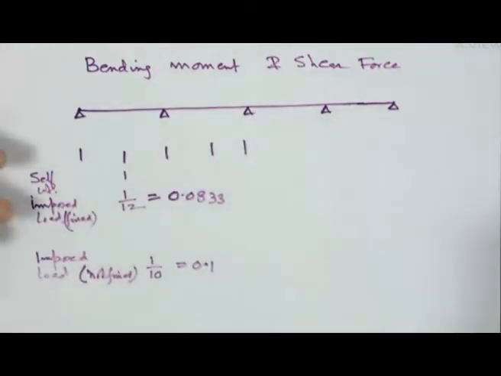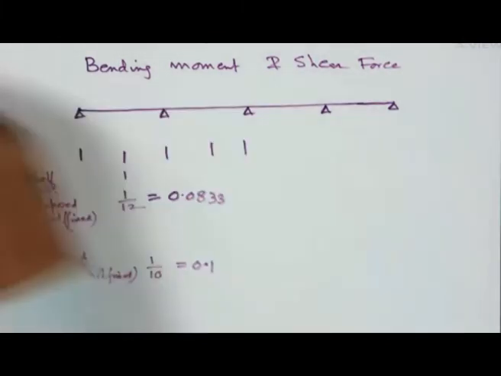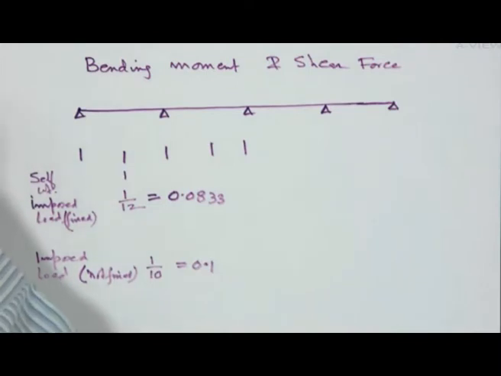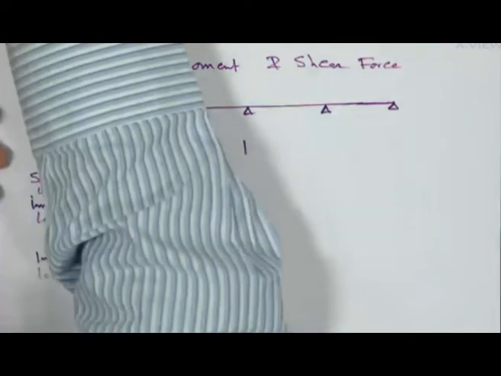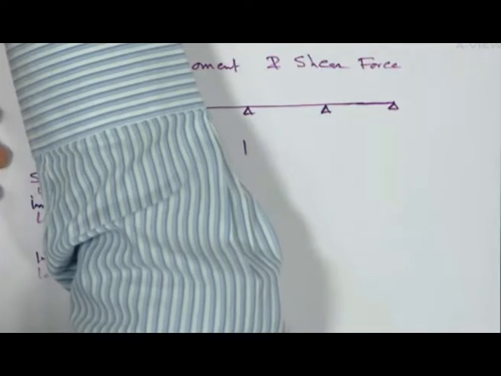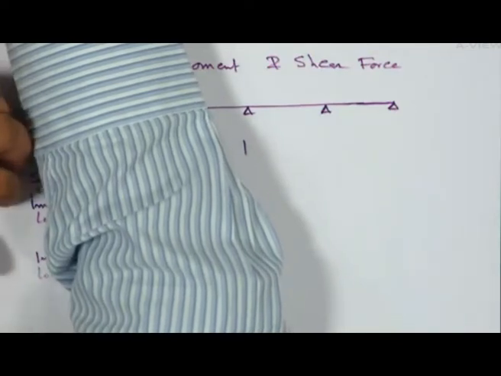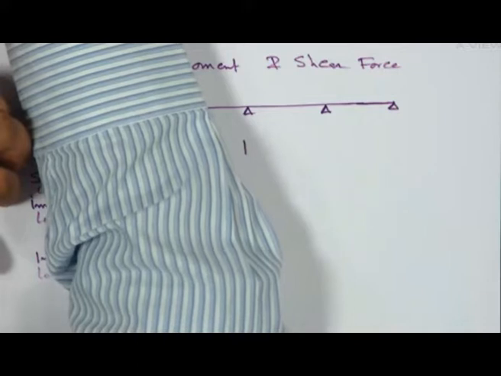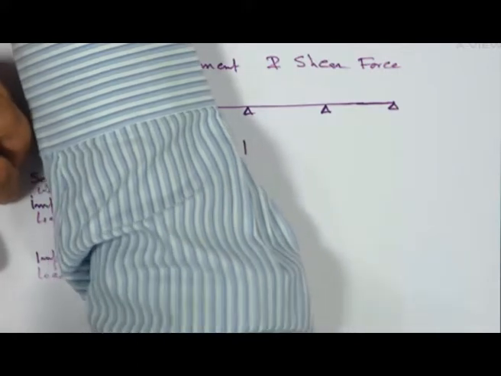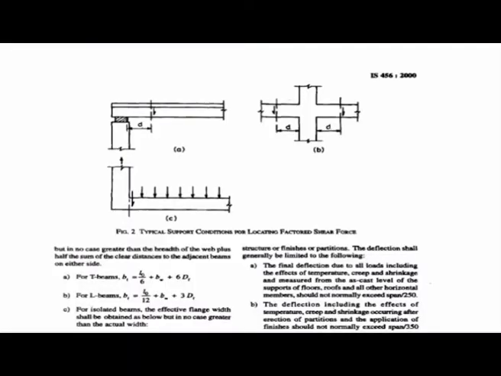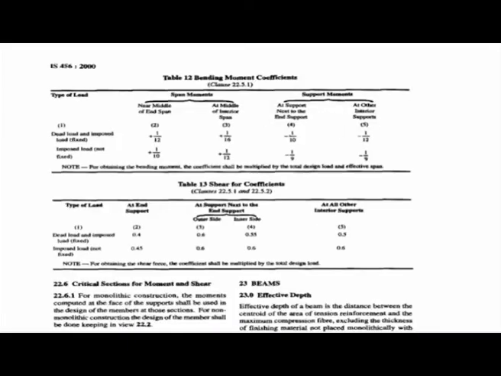We do this for analysis. There are many softwares available. You can write your own software also. But the basic thing is coming to this particular code. Coming to the code here, if you see this one, that 1 by 12 is near middle of end span, at middle of interior span.